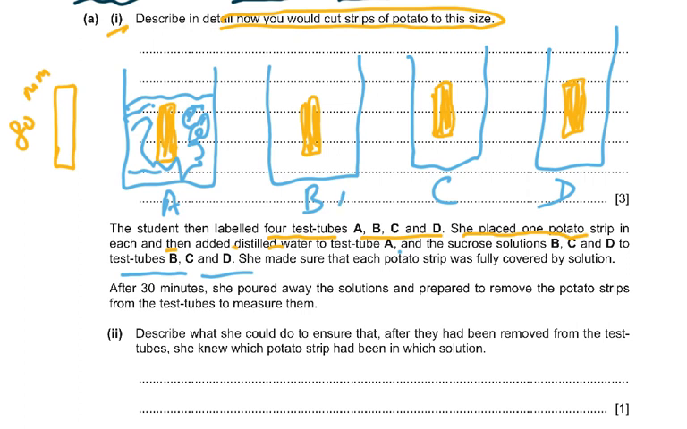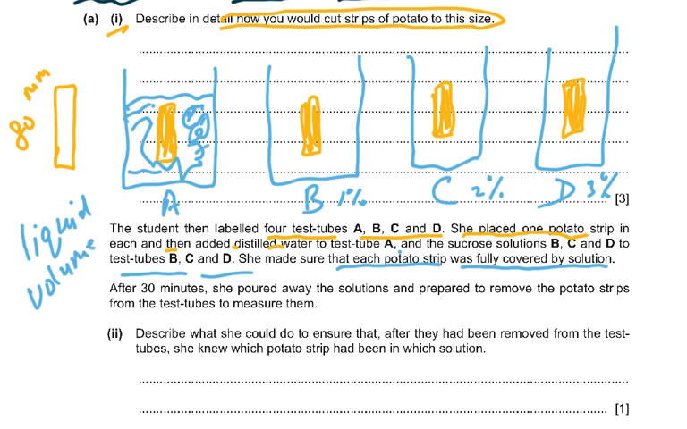So B, C, and D contain maybe 1% sucrose, maybe 2% sucrose, maybe 3% sucrose. She made sure that each potato strip was fully covered by the solution. So here, remember, whenever we're talking of a liquid, we should specify the volume. Here, no volume is specified. So maybe this one has 5 ml water, this has 8 ml water, this has 9 ml. This was something you would need to pick up, that this was not correctly assessed. We didn't say, okay, add 10 ml water, or maybe you said add 5 ml water, because then the water would be constant in all the test tubes. But nothing has been said.